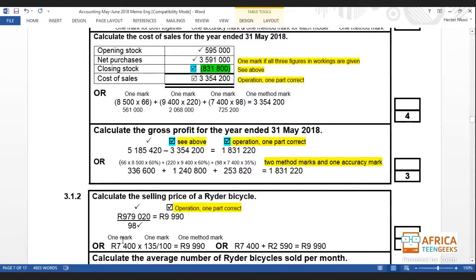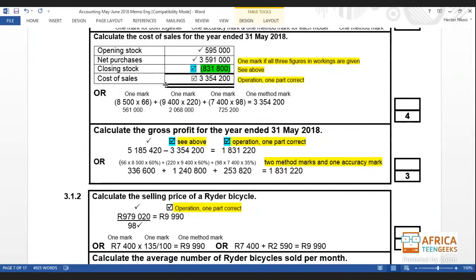Or you could have just said, okay, 979,020 divided by 98, because you know that this is the total selling price of rider bicycles, and the total units there were 98. So each will be sold at 9,990.